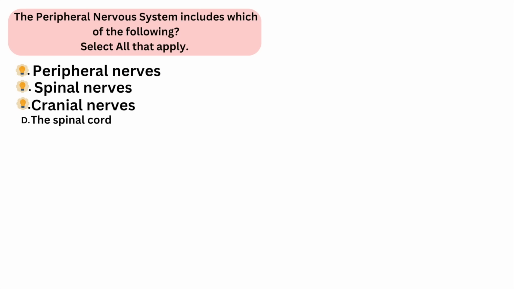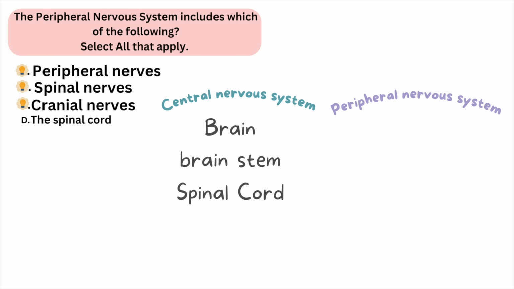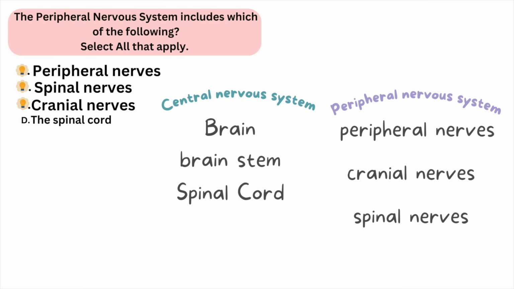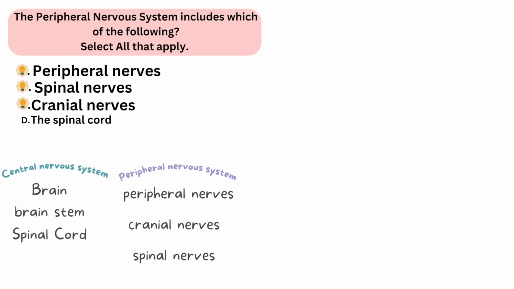So we know the nervous system can be split into two major categories, the central nervous system and the peripheral nervous system. The CNS includes the brain, brainstem, and spinal cord, and the PNS includes the peripheral nerves, cranial nerves, and spinal nerves. The peripheral nerves are technically spinal nerves, but they are the portion that is most distal to the spinal nerves. So if that makes sense. I only point that out because some textbooks and teachers like to refer to them as peripheral nerves.